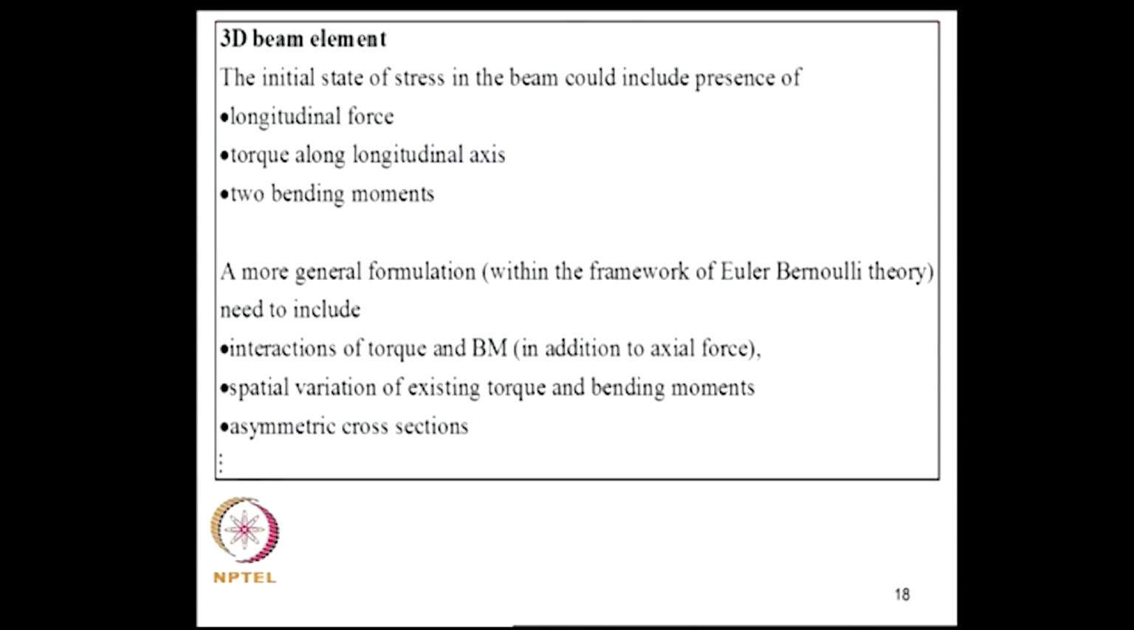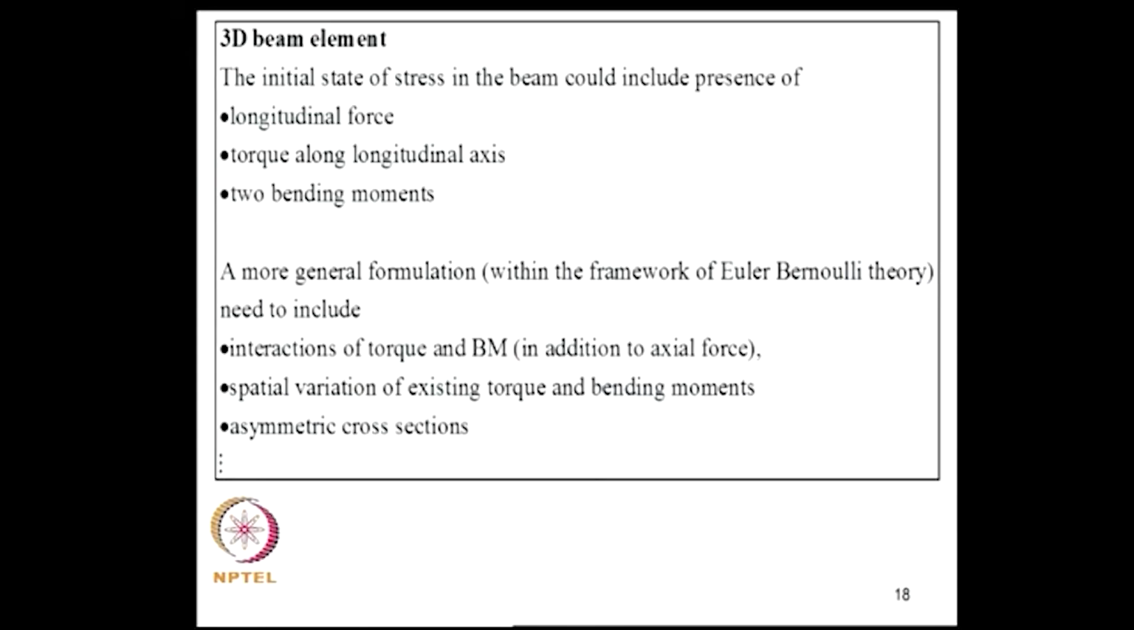The initial state of stress in the beam actually could include presence of longitudinal force, torque along longitudinal axis, and 2 bending moments. So, when we are talking about initial stress, why think of only axial loads? The initial stress is 3 dimensional. A 3 dimensional beam element has several stress resultants, and the state of stress is 3 dimensional. So, there will be a longitudinal force and 2 bending moments and twist along the longitudinal axis. These 4 stress resultants will be present. So, in the initial state of stress all 4 will be there.